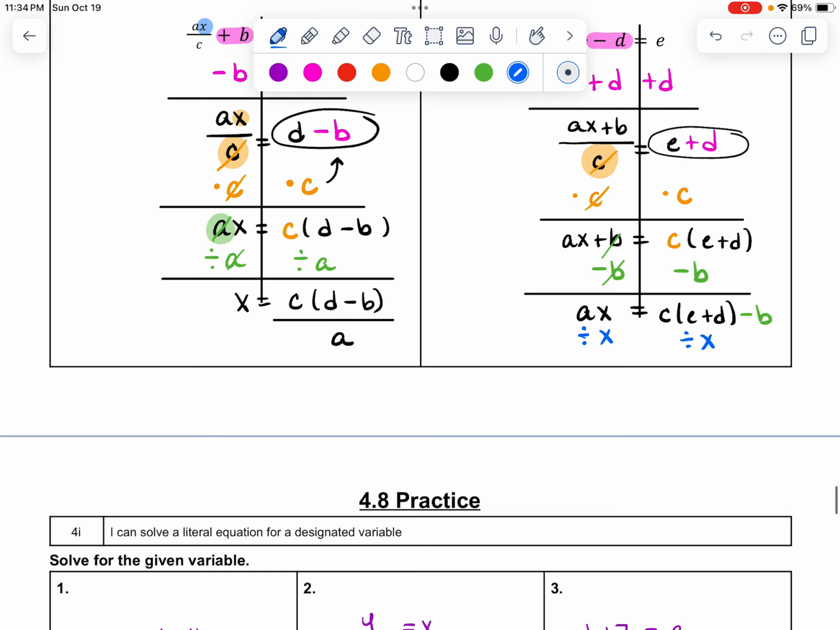because we are getting A by itself. So I'm going to have A equals, and then to show division, I'm just going to write a really big line underneath the whole thing and put the X underneath. And this is my answer.